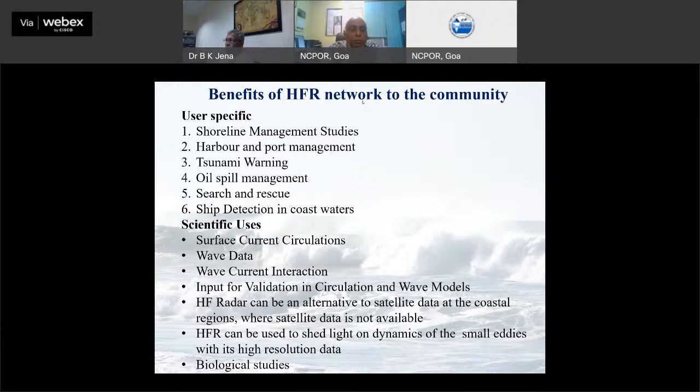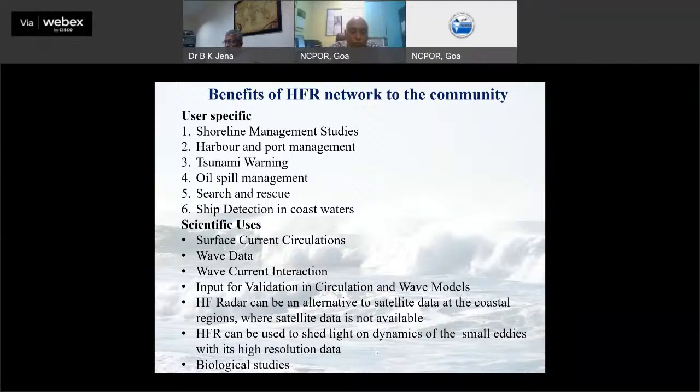As I told, the benefits of this data are shoreline management studies, port and harbor management studies, tsunami warning, oil spill, subsidence risk, ship detection in coastal waters, scientific surface current circulation, wave data, wave current interaction, and input and validation of the circulation and wave models. HFDR can be an alternate to the satellite data at the coastal regions where satellite data is not available.